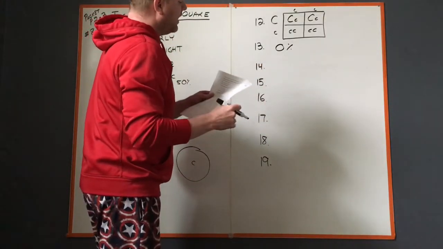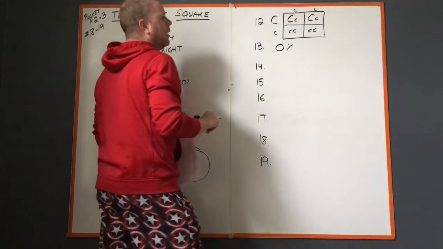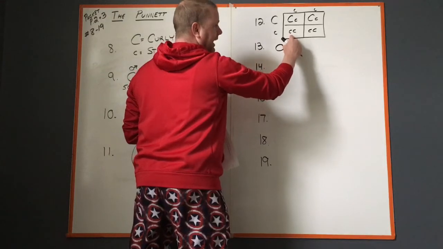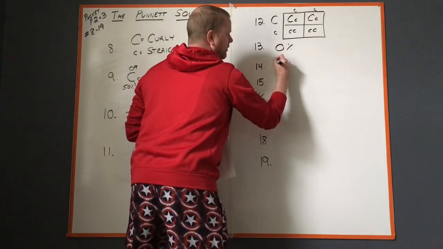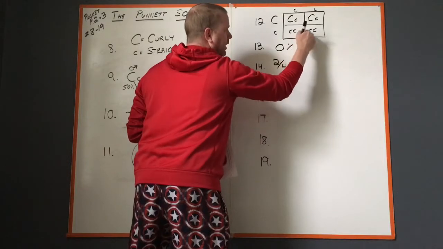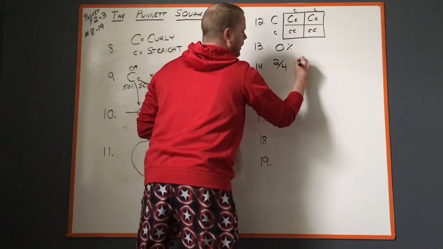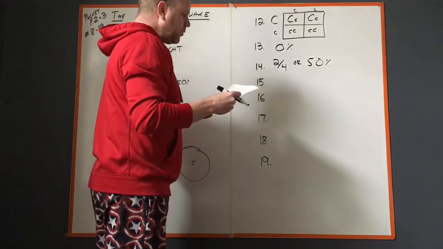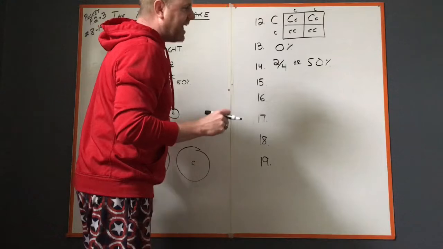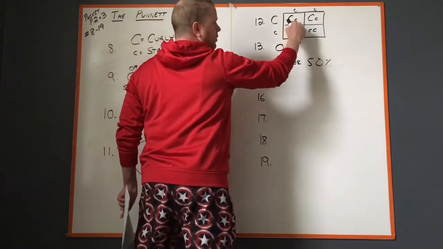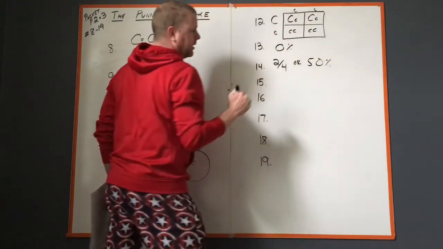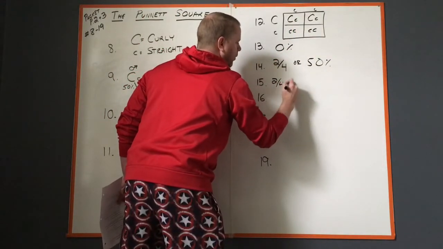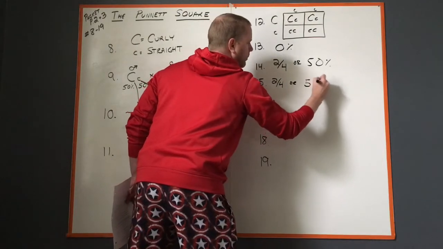Number 14, what are the chances of the offspring having straight hair? Well, this offspring is going to have curly hair. This one will have curly, straight, and straight. And so what is the chances? 2 out of 4. 1, 2 out of 4. Or we could call that 50%. Number 15. What are the chances of it being a heterozygous curly? Well, this thing has 2 different letters, and they both be curly. So therefore, 1, 2 out of 4. That's 2 out of 4, or 50%.